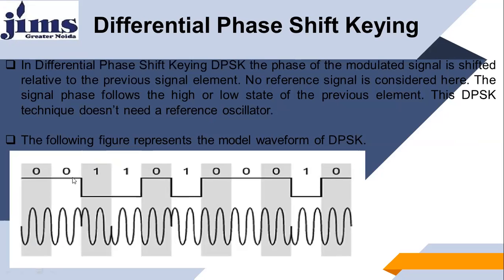0, 0, there is no phase shift. 0, 1, then there is a phase shift. 1, 1, there is a phase shift. 1, 0, no phase shift. 0, 1, there is a phase shift. 0, 0, 0, no phase shift. So this is the differential phase shift keying modulated wave, right? The present phase shift actually depends upon the previous bit.